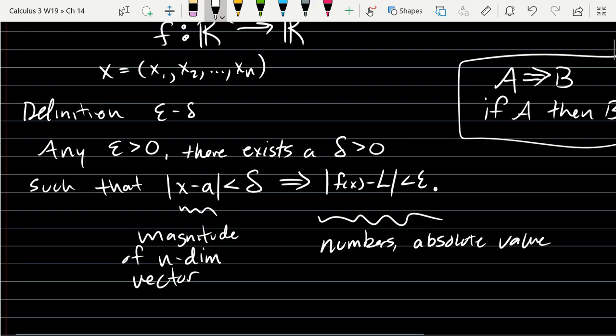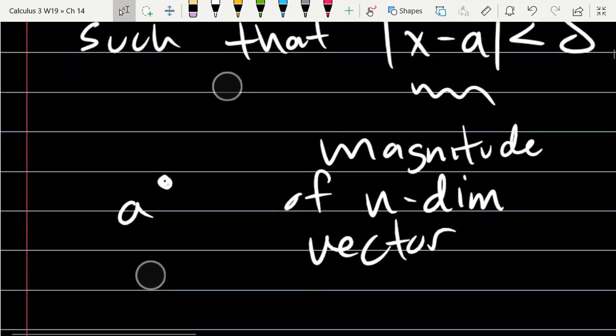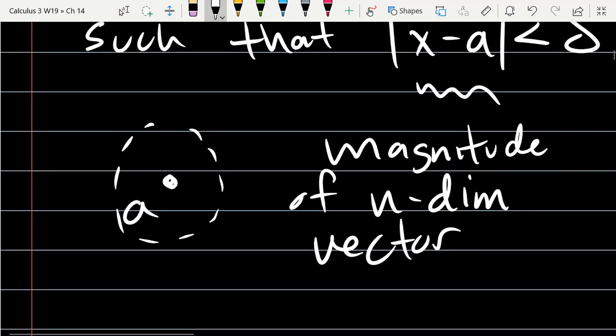I can draw a picture of that pretty easily. Here is the point a, not the point x. a is the thing not moving, so a is the value we're getting close to. And how close? Delta close. So I'm going to draw a neighborhood around it. The radius is going to be delta. And so x has to live inside this disk. So a is at the center, and x can be anything inside the disk. And what we do in the limit is look at what happens when delta gets smaller and smaller. This disk contracts and gets close to a.